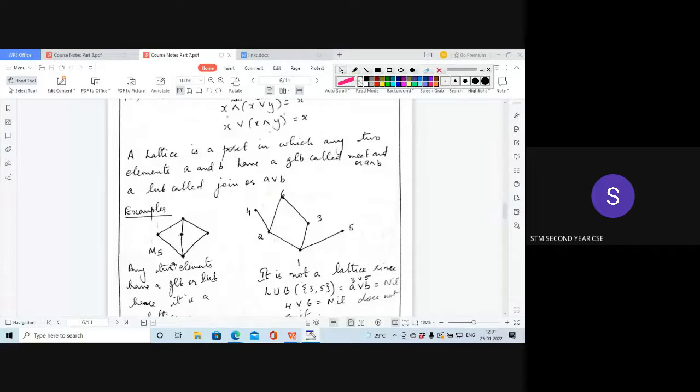So now look at this first example. So you draw this and write the reason down.